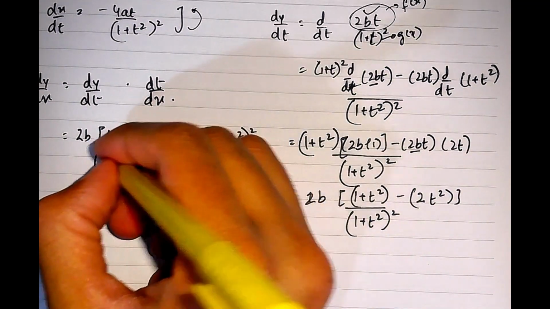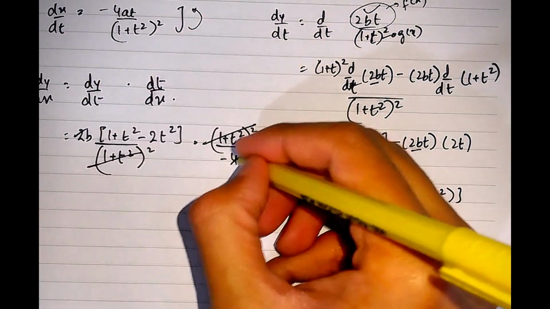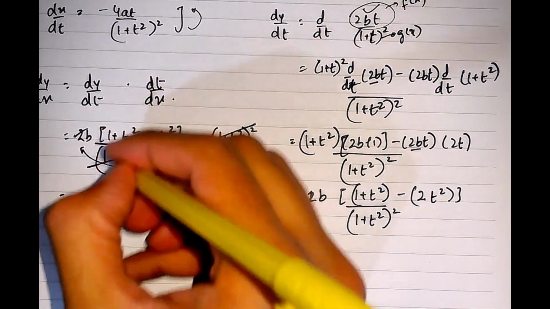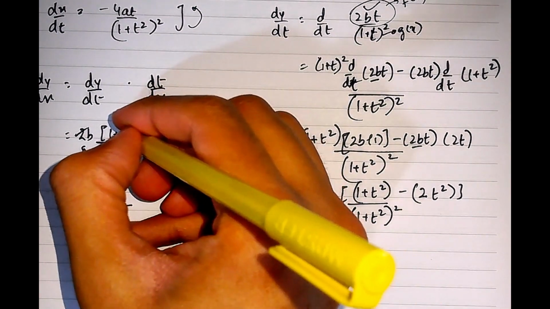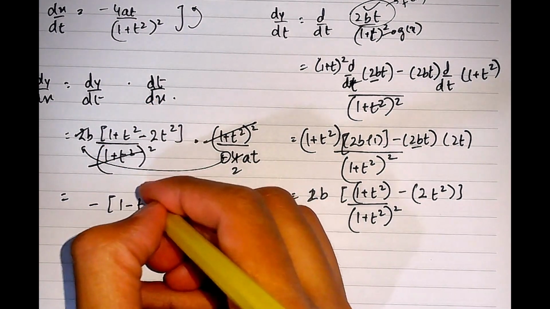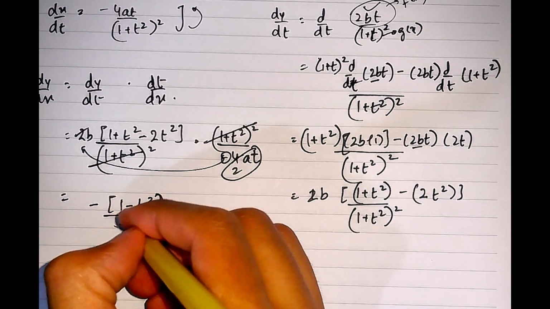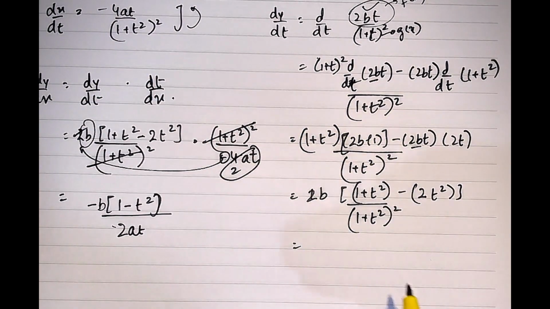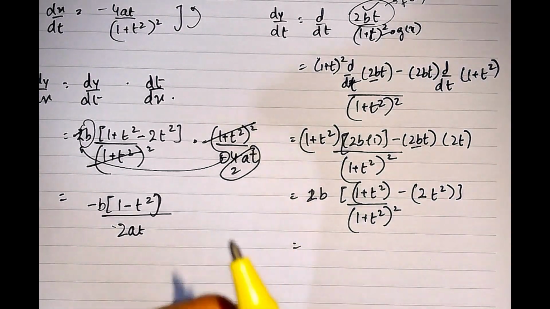So you can see very clearly this is cancelled and this is cancelled right over here. So we have negative, this negative sign will go over there, 1 negative, because t² minus t² would be negative t². In the denominator, this thing 2at, and over here we have b, this b right over here. So this is the final dy/dx of this equation.